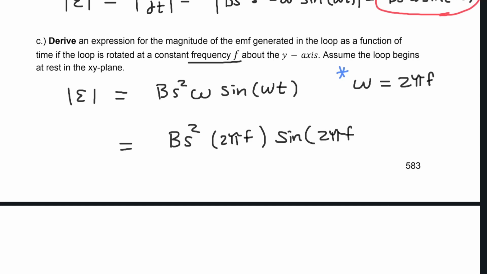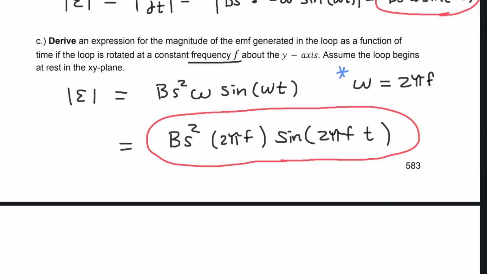So these are the most common ways of writing a trig function that varies at a constant rate with its angle. So it's either omega t or 2 pi ft. So see which one you have. That's Faraday.